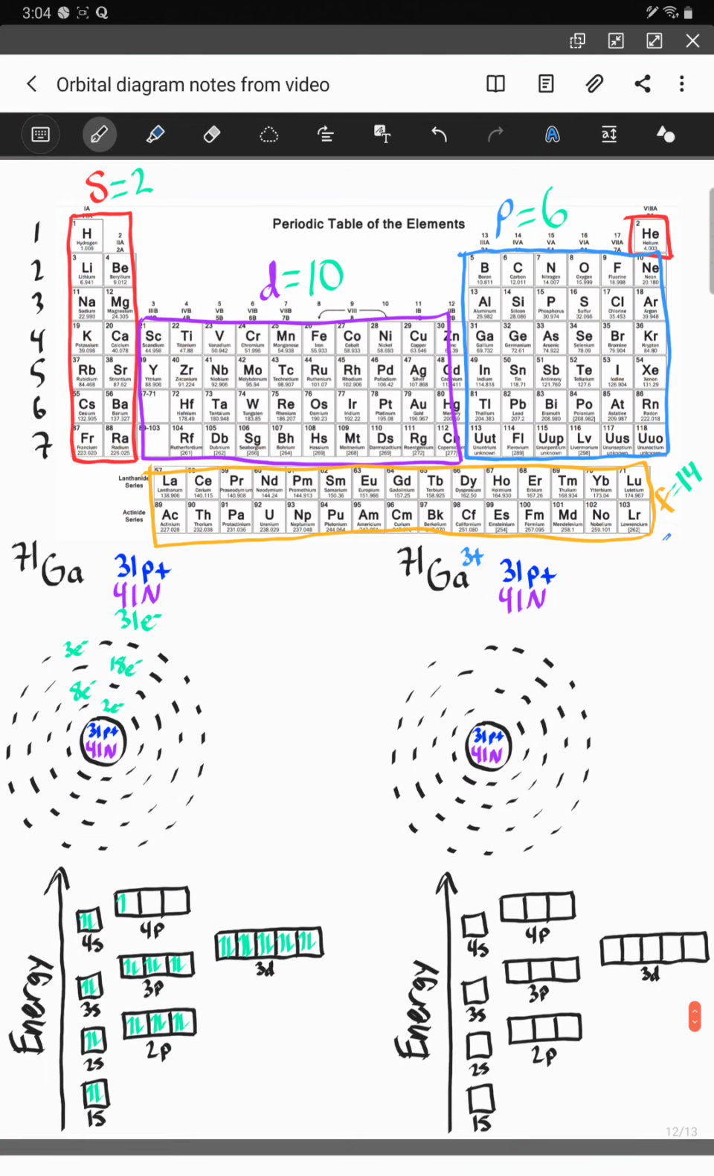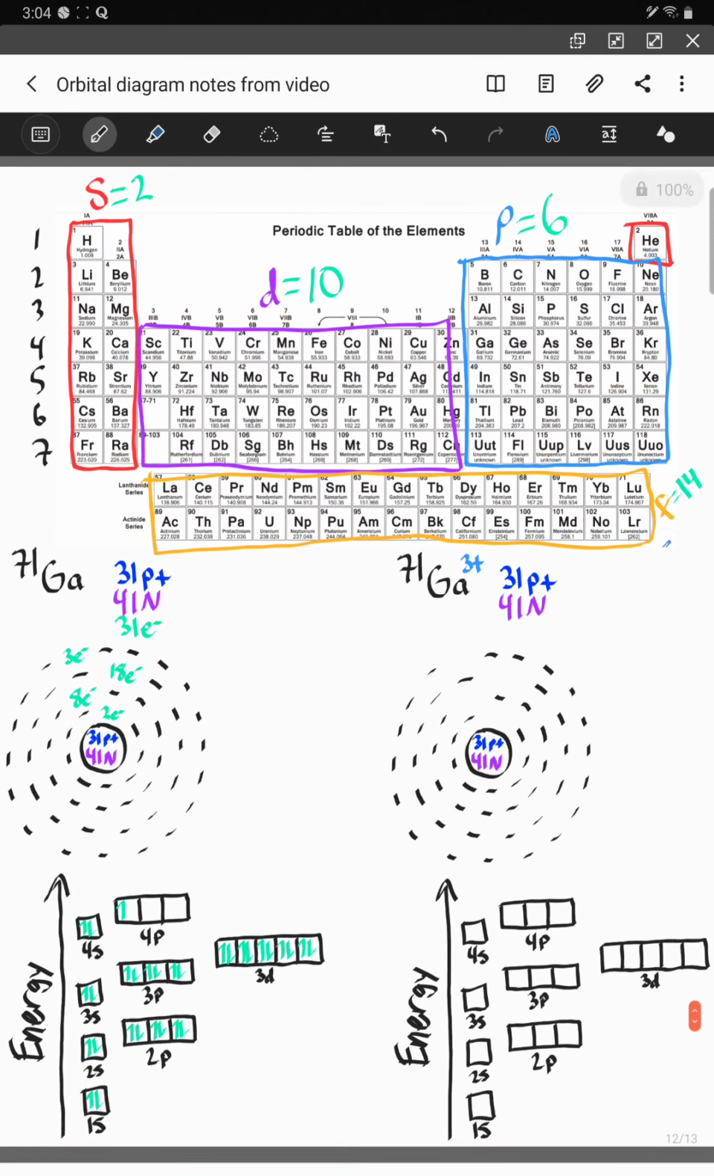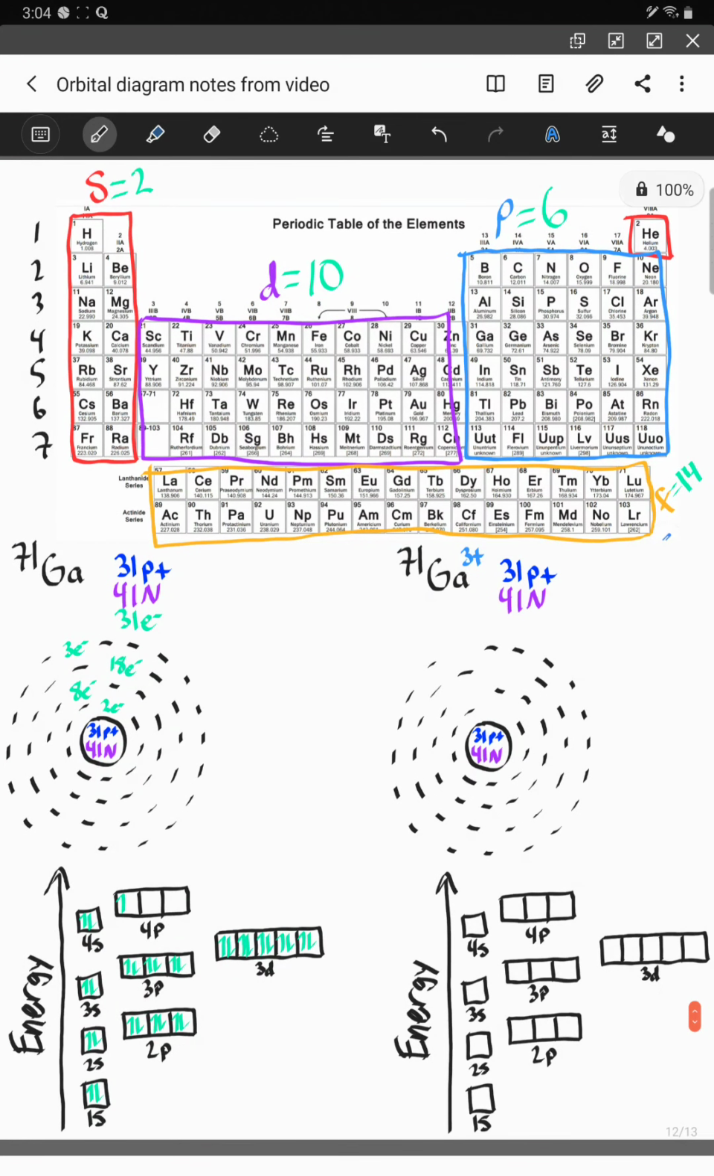All right, we're going to do our final example here, where we're going to have gallium with a +3 charge. So again, for an easy comparison, I have an uncharged gallium, the Bohr model, and orbital diagrams drawn on the left here. A +3 charge is going to mean that we have 3 more protons than electrons.